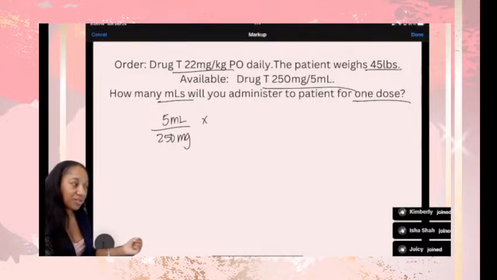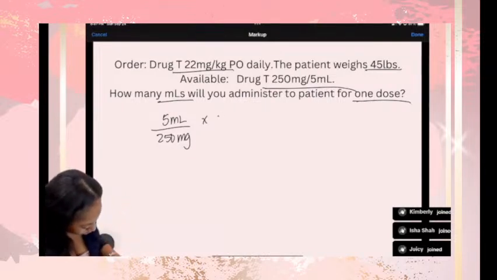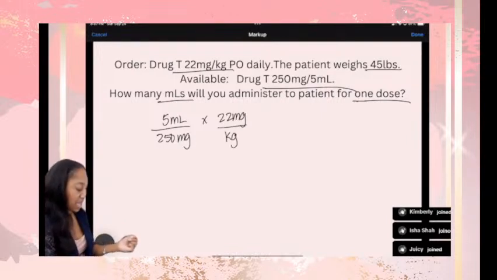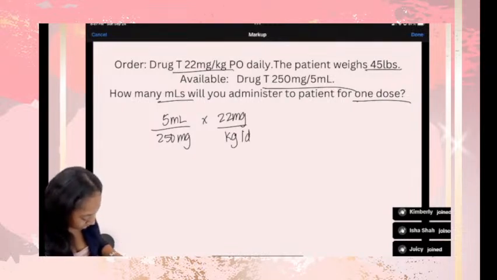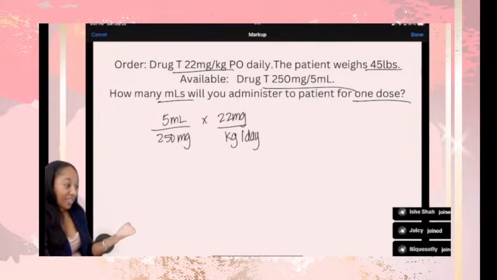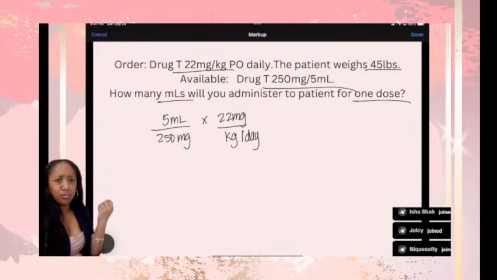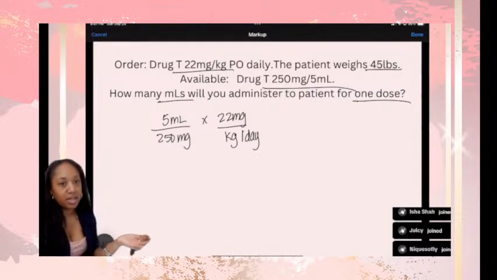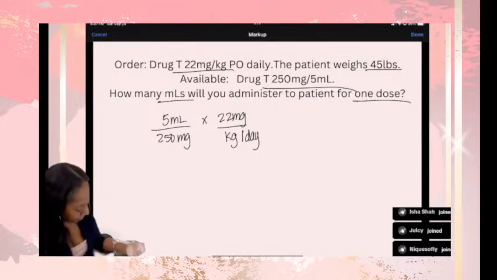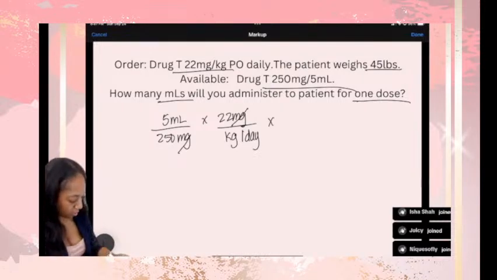We have milligrams on the bottom, so we need milligrams at the top as well, okay? So 22 milligrams per kilogram, and then it's just in one day, so just once a day. You can either add that day or leave it out. In different problems, when they say twice a day, per minute, per hour, per whatever, it's important to include that. But it's just given one time a day, so you can add it or not. All right, so milligrams are going to cross out right here.